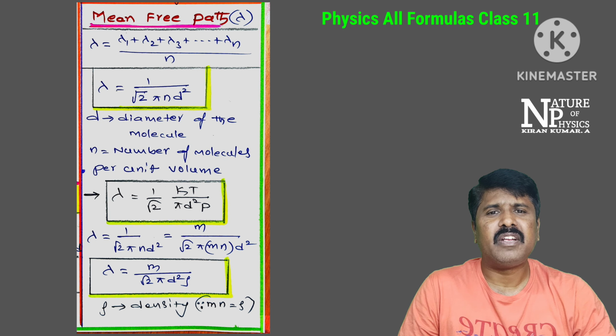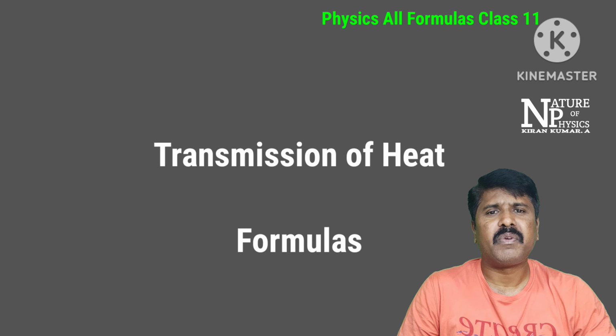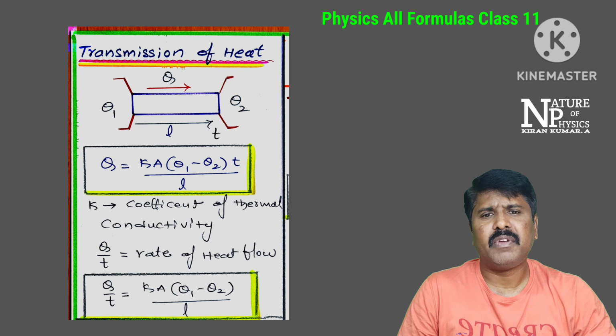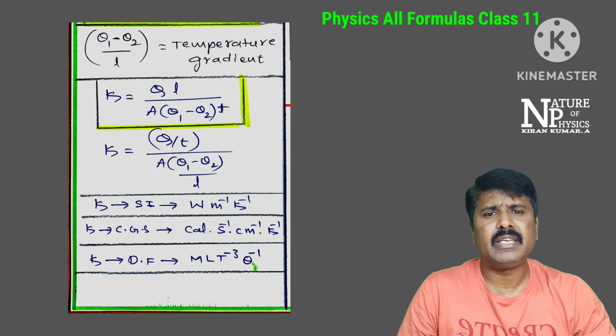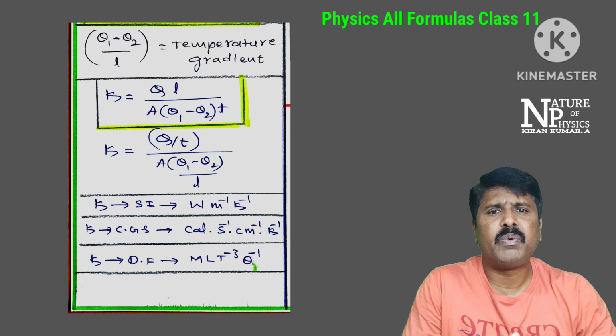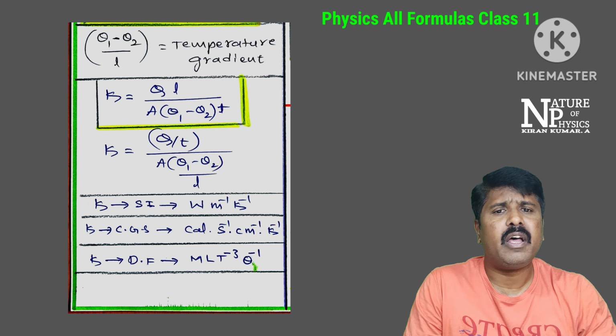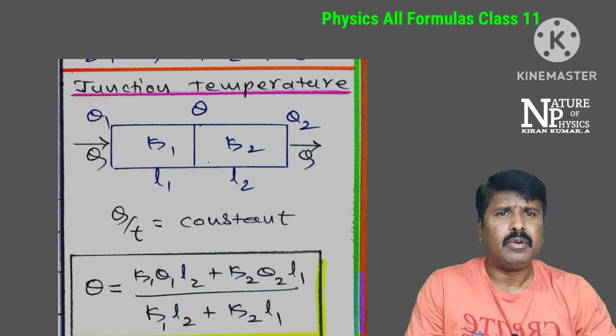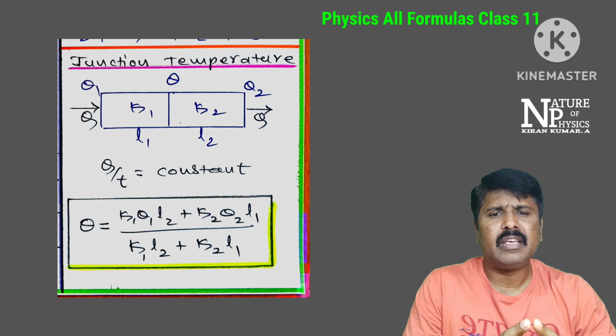In transmission of heat also, Q is the heat flowing from the higher temperature area to the lower temperature area. Q by t is the rate of heat flow, temperature gradient clearly given. Okay, K is the coefficient of thermal conductivity, SI units, CGS units, and dimension formula also I gave you. And the next one is the thermal resistance formula, proof based on the diagram I gave you, student. Thermal resistance units also I gave you, and temperature at the junction of the two substances also clearly given, student.